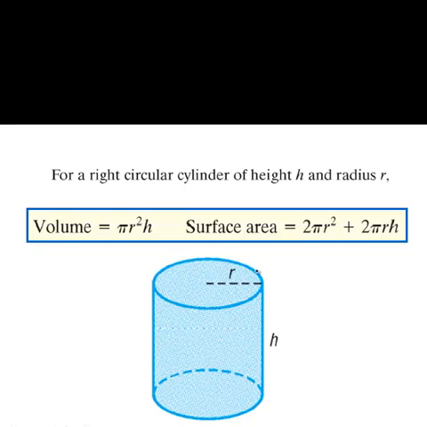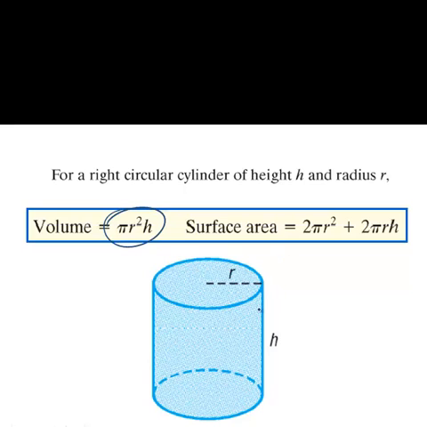Now, for a right circular cylinder, what we mean by a cylinder is basically where you have a circle projected in the 3rd dimension in a linear fashion, like you see here. Volume is pi times the radius squared, which is the area of the circle on the top or the bottom, and then times the height. That'll give you the total volume.